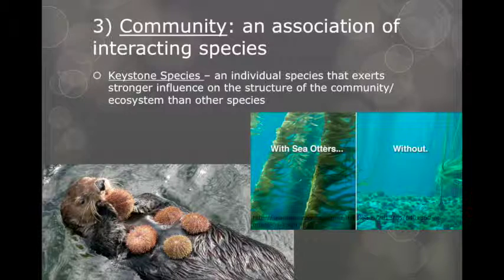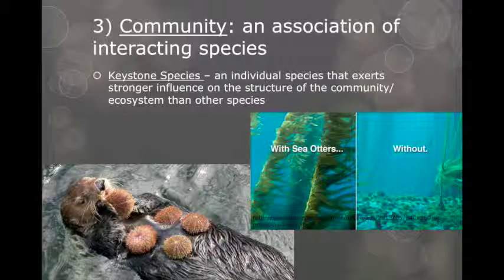A really classic example of this is the sea otter. You can see this picture of the sea otter that I have in the bottom left is actually a picture of the sea otter eating sea urchins. And this is where this species, the sea otter, exerts its influence as a keystone species. Sea otters live in areas referred to as kelp forests, which you can see in the picture on the right, in the section that says with sea otters. Kelp is a type of seaweed, and sea otters eat the sea urchins that usually eat the seaweed.